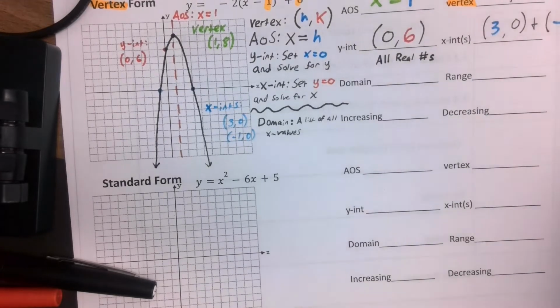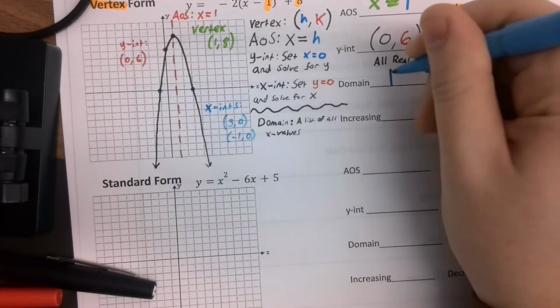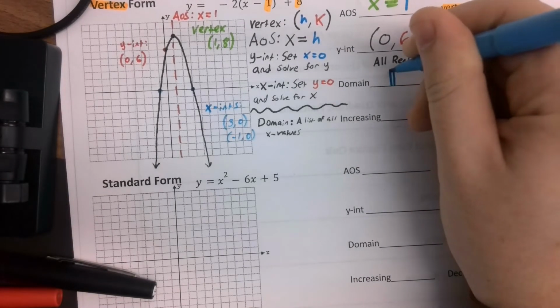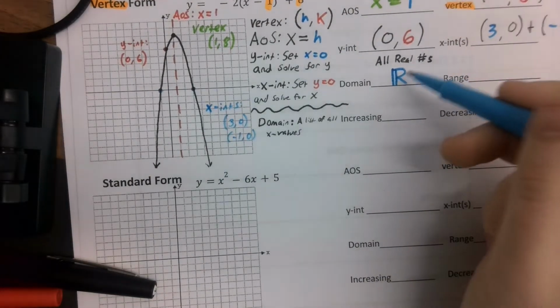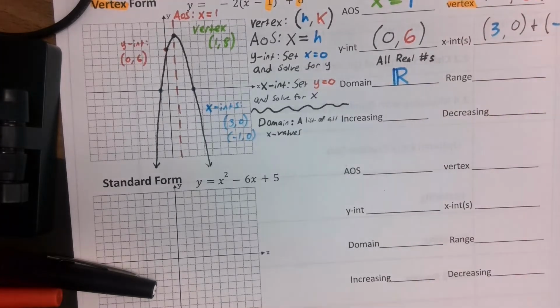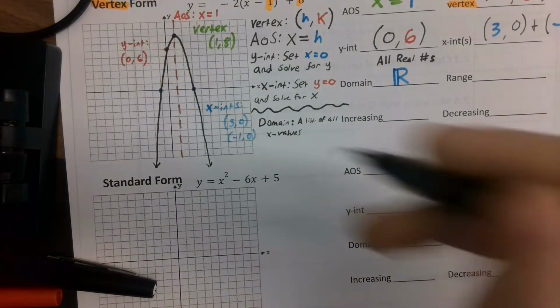All real numbers. It goes through 1, 2, 3, 4, 5, 6, 7. It goes through negative 1, 2, 3, 4, 5, 6, 7. It goes to negative a billion and positive a billion. It's all real numbers. There's a symbol we use to shorten this. This symbol, an R with a little bolded section, is the all real numbers symbol. Anytime you have a parabola, your domain is going to be all real numbers.